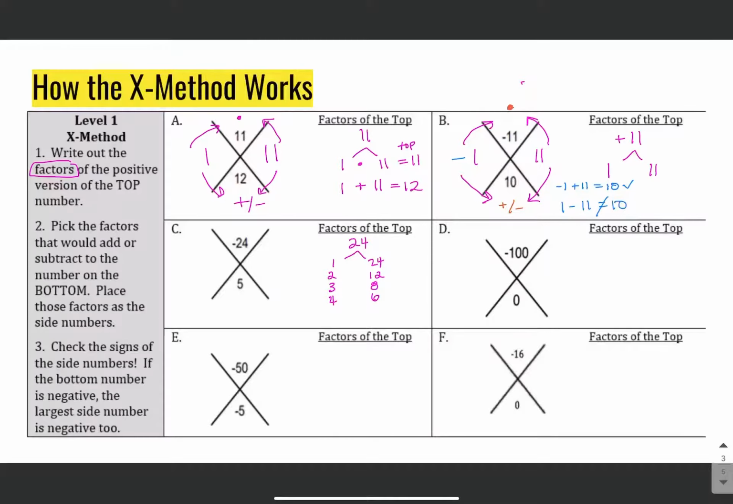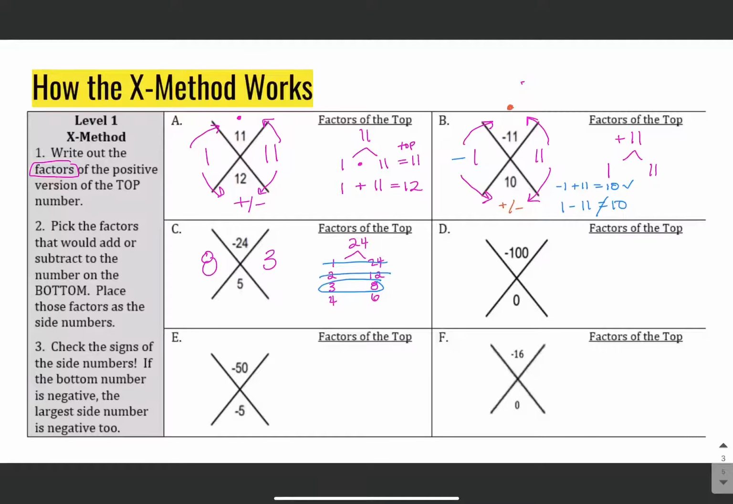Now I need to be able to combine to 5. So let's go through these. There's no way 1 and 24 can get me to 5. There's no way 2 and 12, if I add or subtract those, can get me to 5. Oh, right here, 3 and 8. That could get me to 5, because I know I can do 8 minus 3 and that would be 5. So, okay, I know my side numbers have to be 8 and 3.